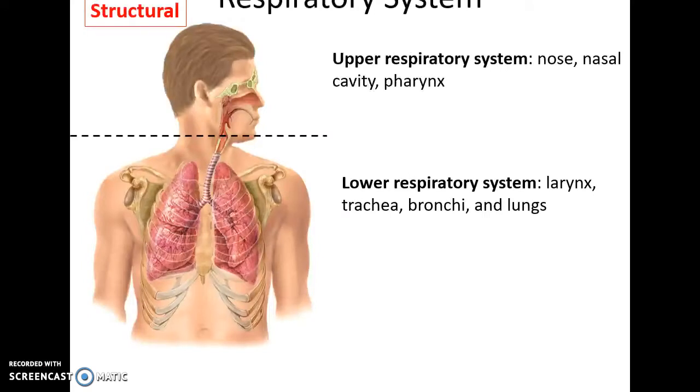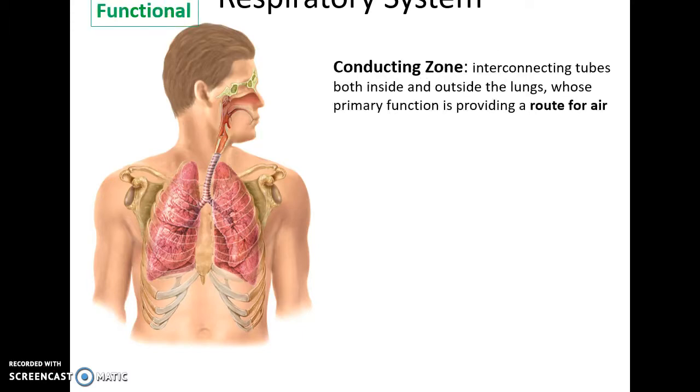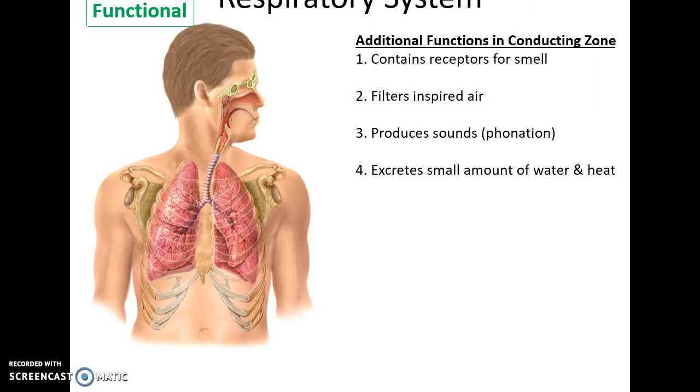So the respiratory system structurally can be broken up into the upper respiratory system, which includes the nose, nasal cavity, and pharynx, and the lower respiratory system, the larynx, trachea, bronchi, and lungs. The conduction zone, for a functional separation, is the interconnecting tubes, both inside and outside the lungs, whose primary function is to route air in, carrying air to deeper within the lungs. So just tubing carrying air.